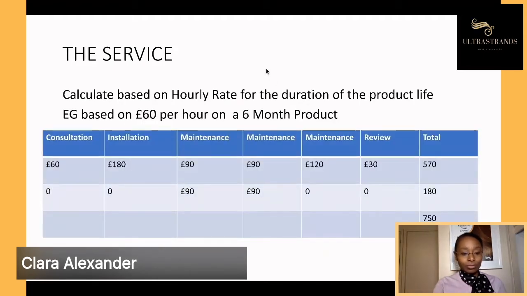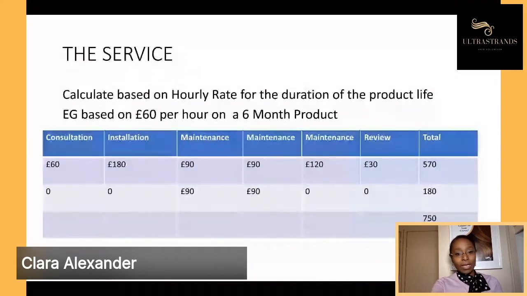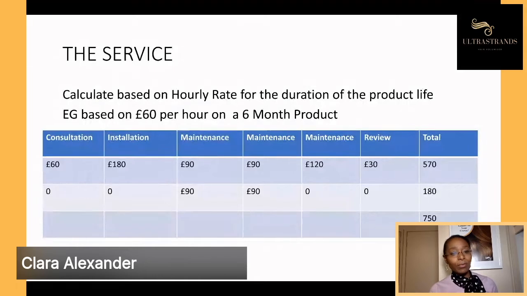Okay, so I'm going to do some calculations with you right now. Let's see how this goes. So, for example, this is an example which is based on Autostrands, and it's based on a £60 per hour rate on a 6-month product.